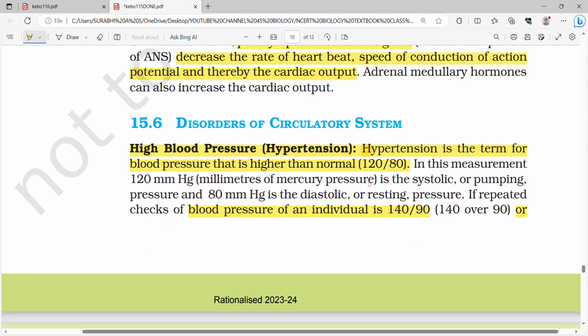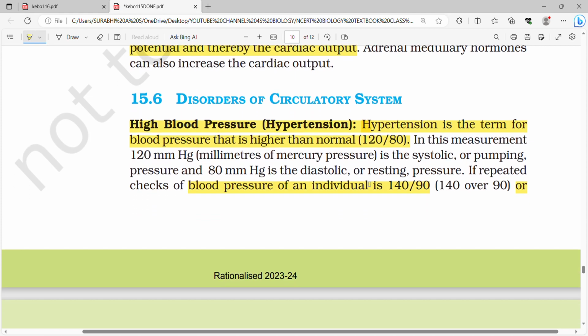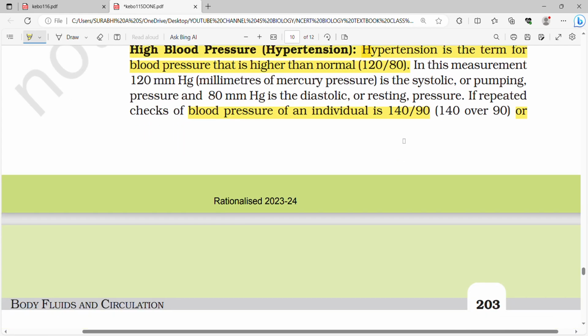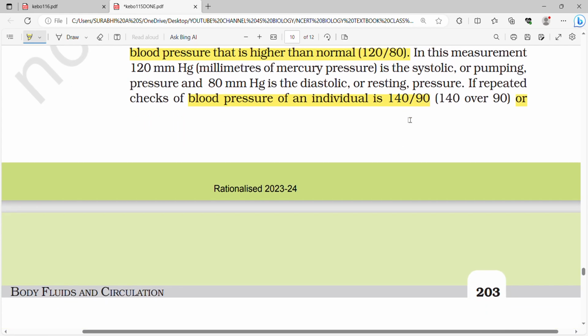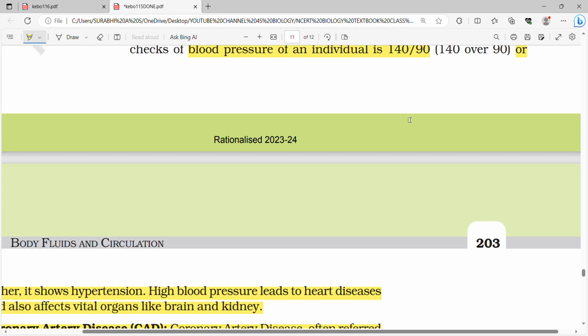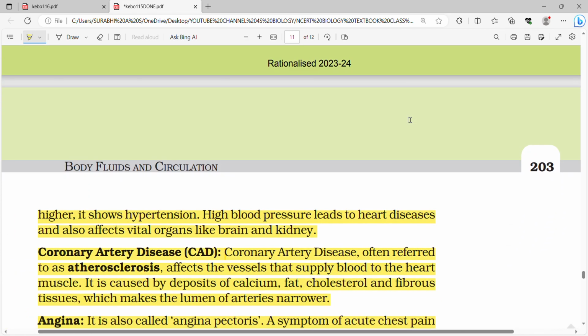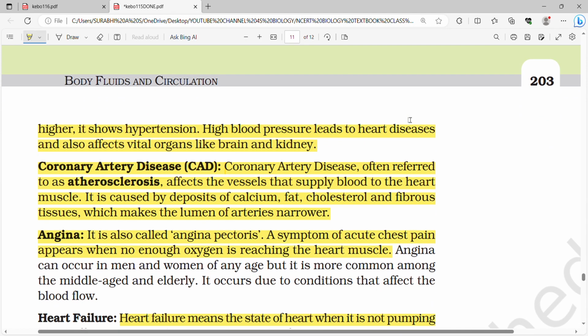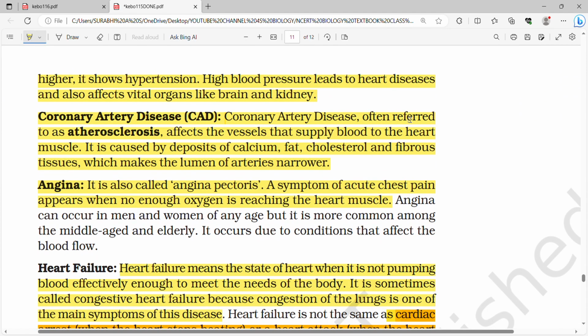So the disorders of each and every chapter in human physiology are very much important. The disorders of the heart are given here. First, high blood pressure, that is hypertension. The normal range is 120 by 80. If it is 140 by 90 or above, it will lead to heart disease, which also affects vital organs like the brain and kidney.